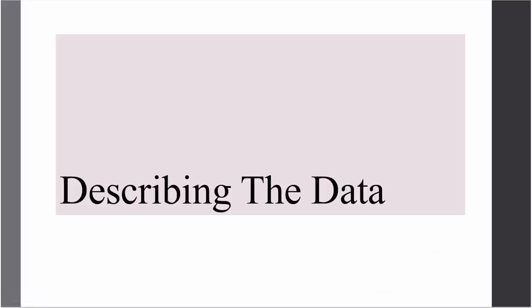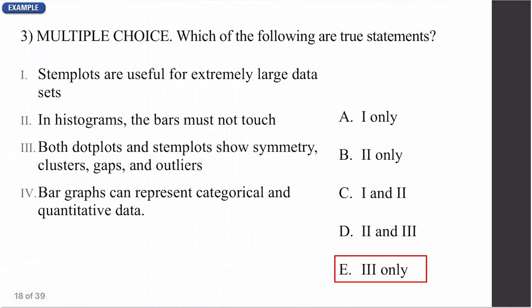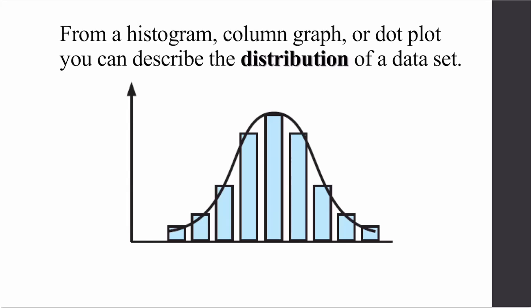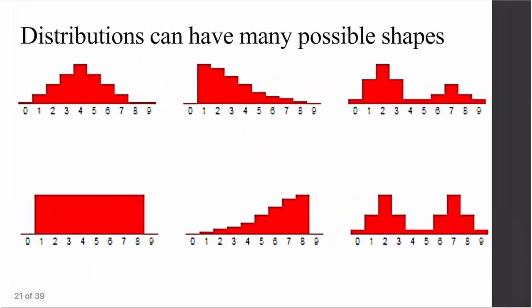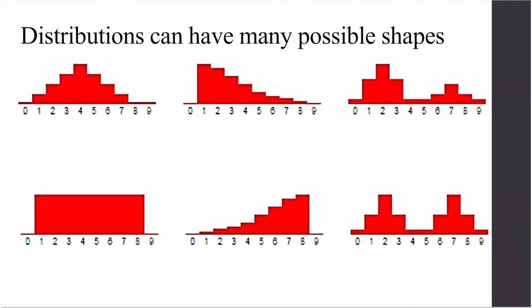Describing the data. When you have a histogram or a column graph or a dot plot, or as was mentioned over here in this question, even a stem plot, then you can look at the distribution of the set of the data. So let's talk about that. So distributions can have many possible shapes. So when we're looking specifically at a histogram here, we're going to write down a few words. We would say that this is symmetric, unimodal, meaning it only has one mode, and bell-shaped.